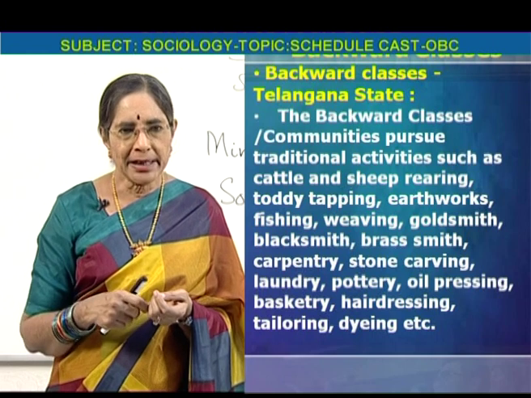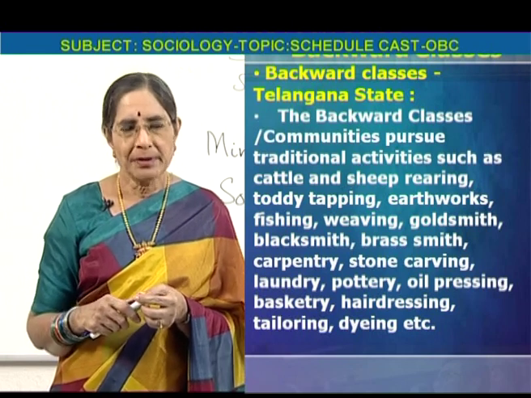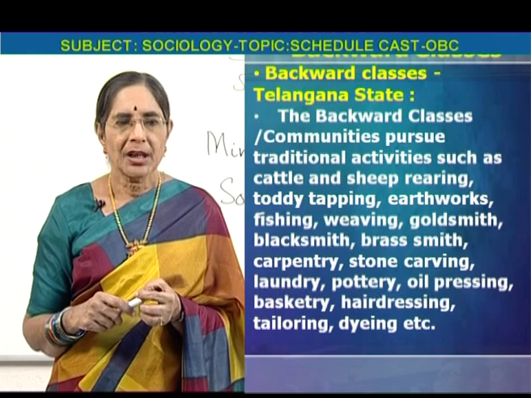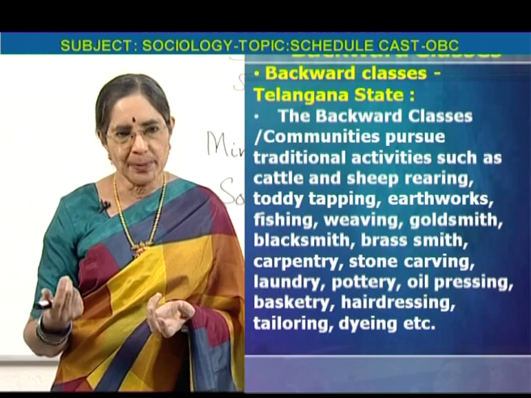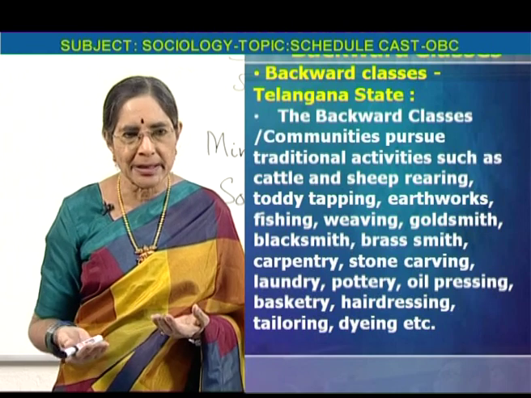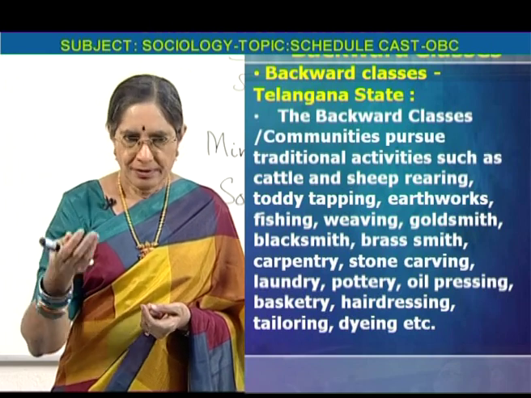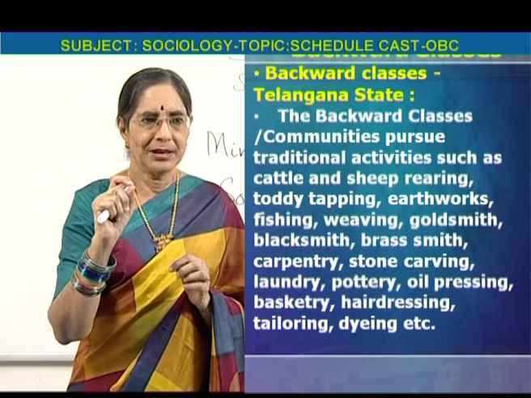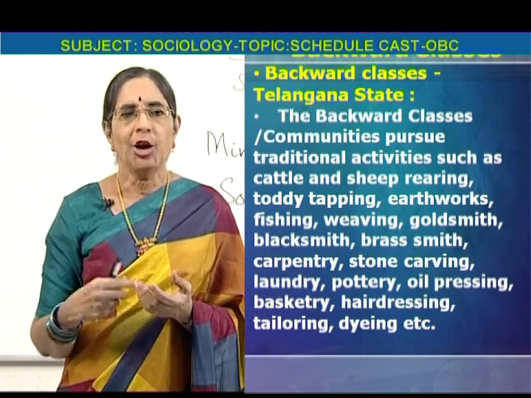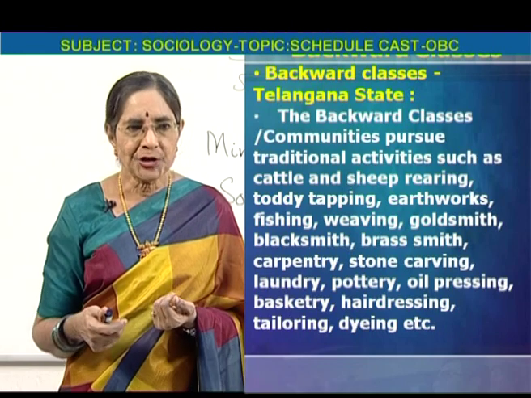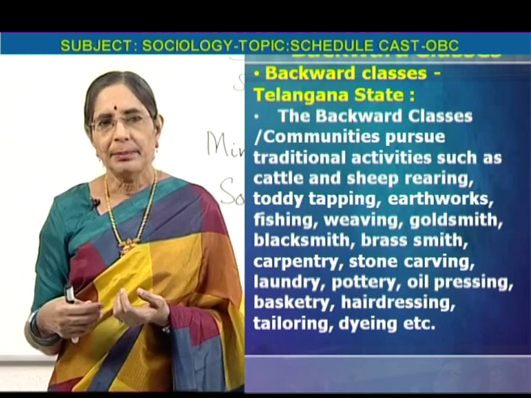Backward classes communities pursue traditional activities, particularly cattle and sheep rearing or toddy tapping, or earthworks or fishing or weaving or goldsmithery or smithery activities like goldsmith, blacksmith, ironsmith, etc. Carpenters are there, they are also backward classes. Stone carving occupation also is taken up by them. Laundry, pottery, or oil pressing. These are all various occupations which are taken up by the other backward classes.